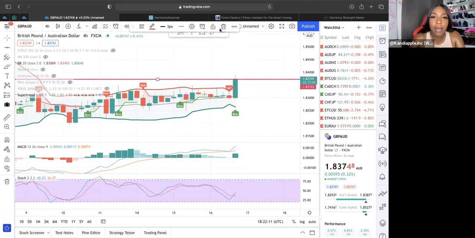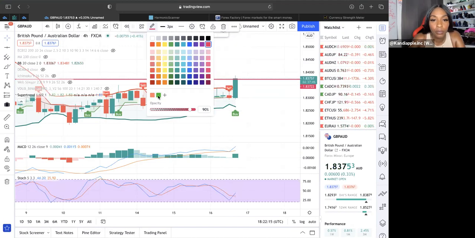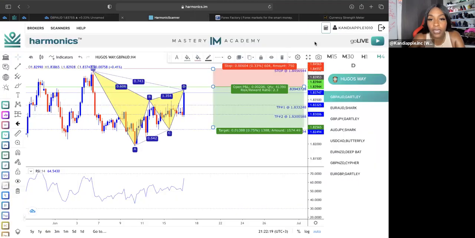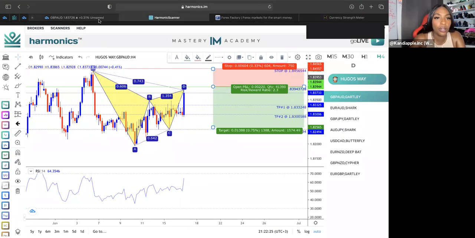Okay, I'm going to change my color. My entry is going to be green. Boom. My next thing is I'm going to put my stop loss. So I'm going to go back to the harmonic scanner, find my stop loss. It was 845,544.